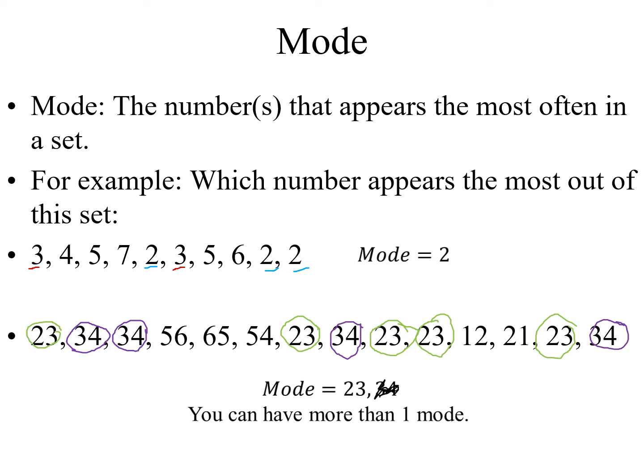So we came close with 34. If I had another 34 there, there would be 5 34s and 5 23s. Both of those would be considered the mode. So it's perfectly fine to have more than one. If nothing repeats, then there is no mode. Just keep that in mind. Doesn't happen very often, but it can.